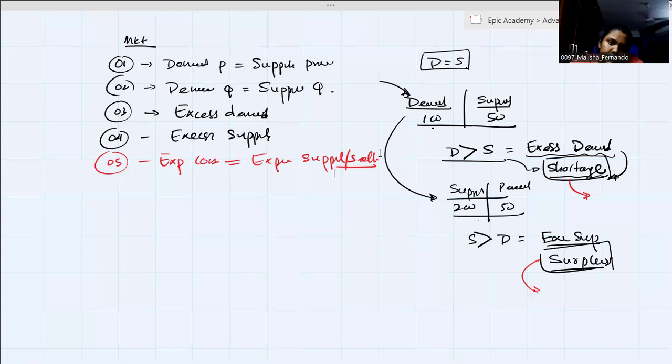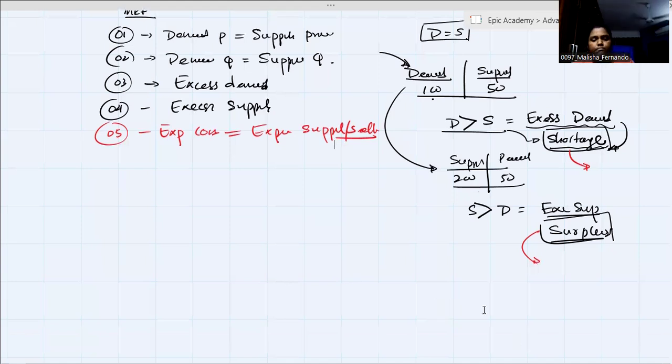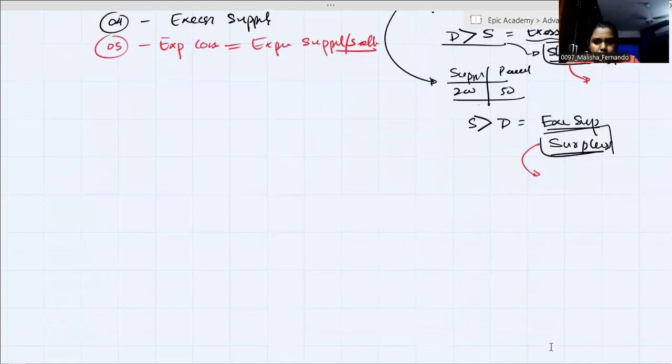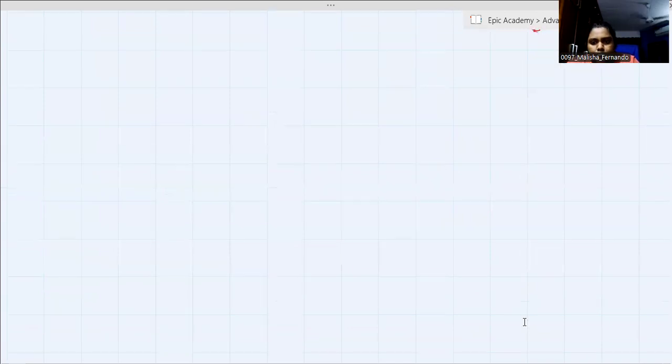And now we are going to discuss excess demand. Now we have to calculate the excess demand and the excess demand equation, something like that. Those are the things we are going to discuss here. Excess demand. Okay. Let's move to this topic. Excess demand. Right.